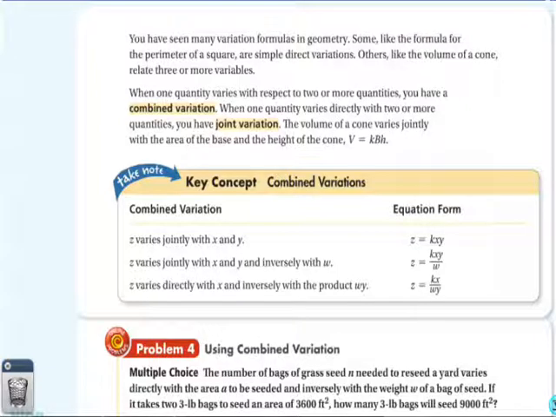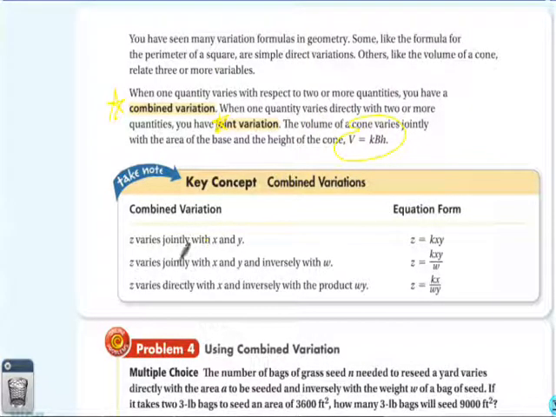When one quantity varies with respect to 2 or more, we have what's called a combined variation. When one quantity varies directly with 2 or more quantities, we have what's called a joint variation. The volume of a cone varies jointly with the area of the base and the height of the cone. So for example, right here, we have more than one variable involved.